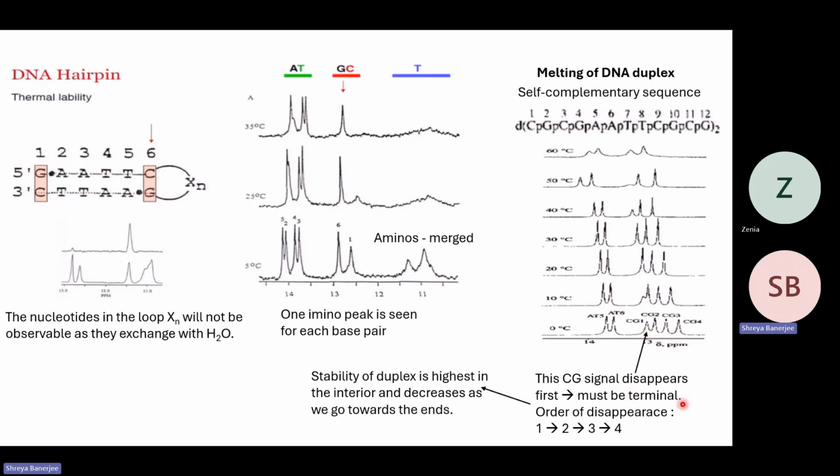So the order of disappearance is basically the ones at the end disappear first, because when you are heating it, the first portion of the DNA that will unwind is at the terminal. Then the next will be the second, then the third, and so on. So with increase in temperature, you can find out which peak disappears first, which second, which third, and so on. And so you can predict the sequence of the DNA as well by increasing the temperature. So whichever peak disappears first, that is at the terminal, and by the order of disappearing, you can figure out from the terminal to the interior.